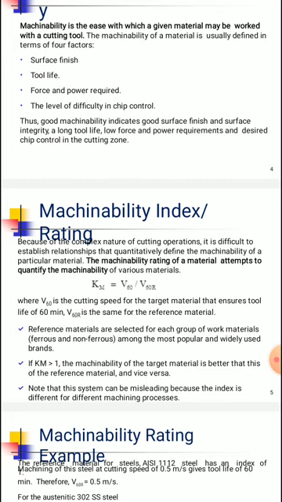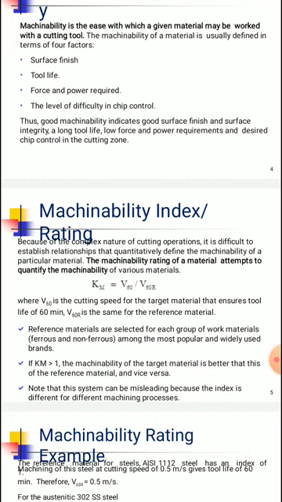The reference materials are selected for each group of materials, either metallic or non-metallic, ferrous and non-ferrous, among the most popular and widely used brands. If the machinability index is greater than 1, then the machinability of the target material is better. Just by looking at the machinability rating or index, if it is found to be greater than 1, then we can say that the given material has good machinability, or its machinability is better.